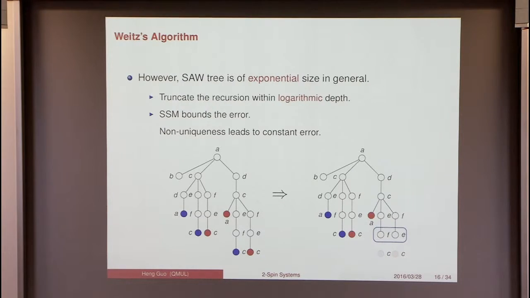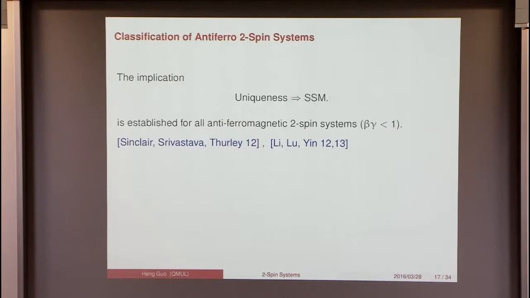Alternatively, if we have non-uniqueness, for example, on a regular tree, then of course we have a constant error in this scheme, because when we truncate, we really need to know what the true value is to recover the marginal at the root. Okay, so this is how Weitz's algorithm goes.